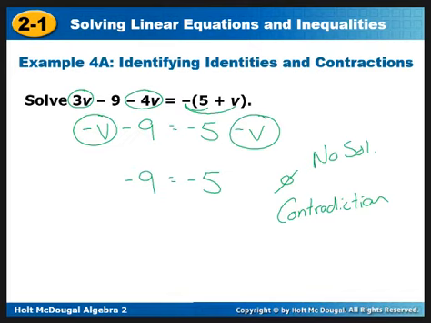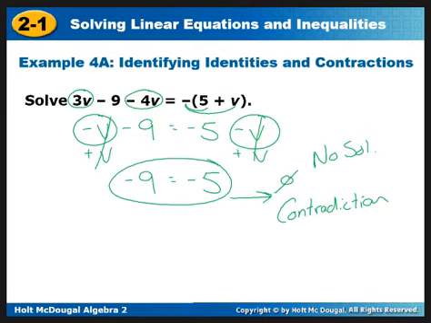If you did not notice that right away, once you started trying to move variables around, like say you decided to add v, it's pretty easy to see that this and this are both going to cancel out, so we'd be left with that same situation in the middle, which is no solution or a contradiction.